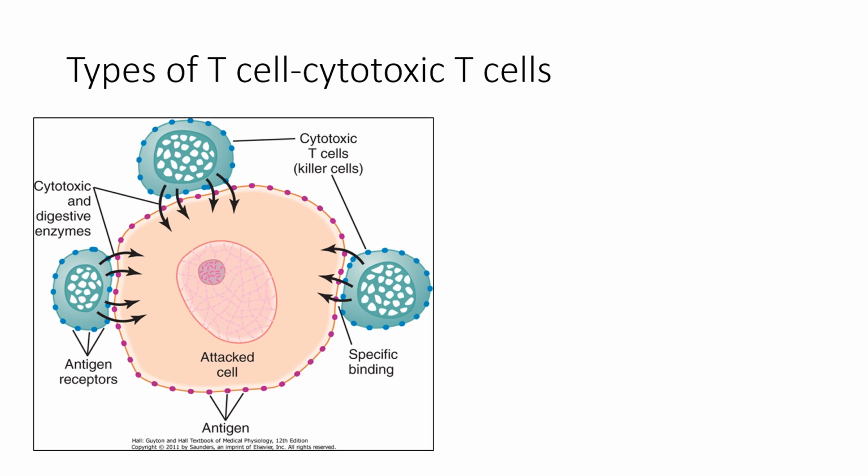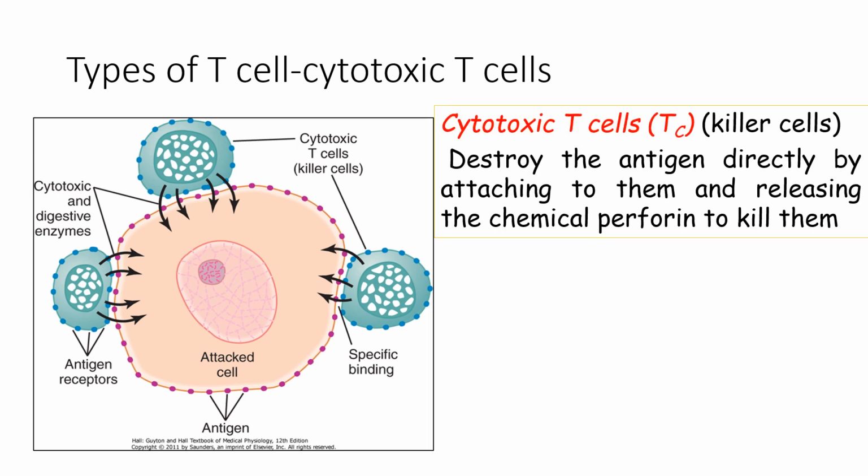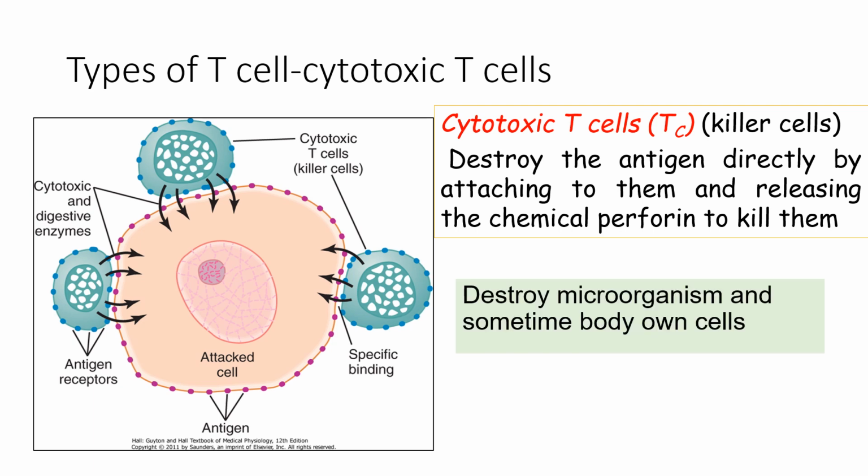Cytotoxic T cells, they are the killer cells. As we can see in this figure, they destroy the antigen directly by attaching to them and then releasing the chemical perforin to kill them. So these destroy not only the microorganism, but sometimes they are also responsible for destroying the body's own cell.